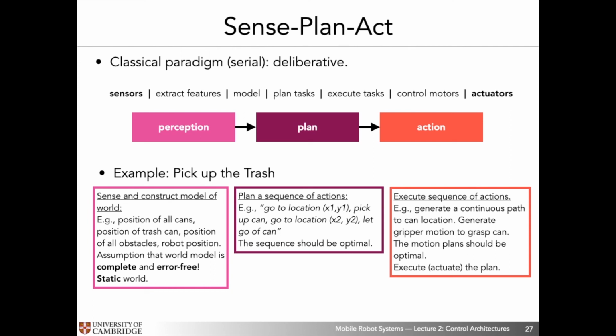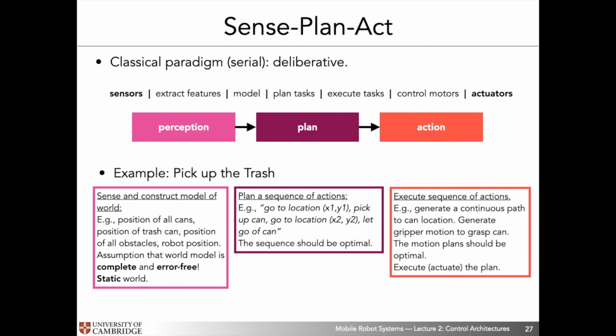And finally, we feed that plan to our actuators that would then generate a continuous path that is feasible given the robot's motion constraints, leading from one can location to another, generating gripper motion commands, and ultimately ending up in front of the rubbish bin and emptying the gripper for each can that was found and picked up. Okay, so this is our sense, plan, act version of the pick up the trash example.